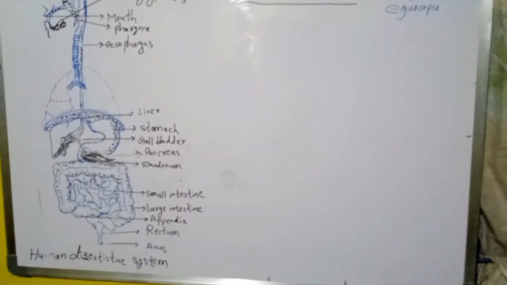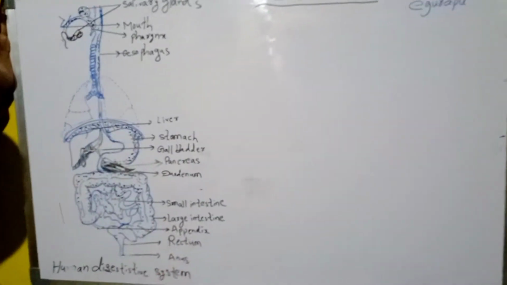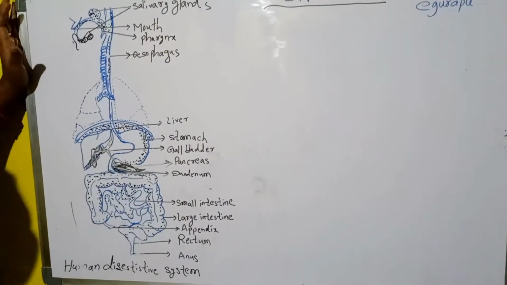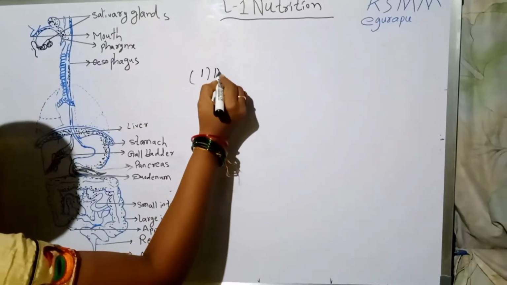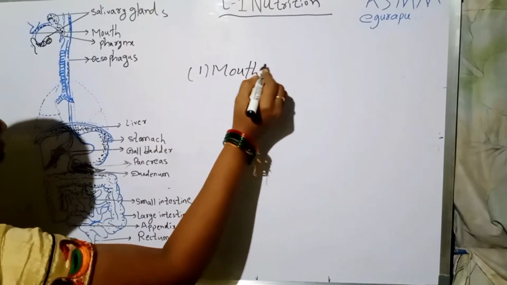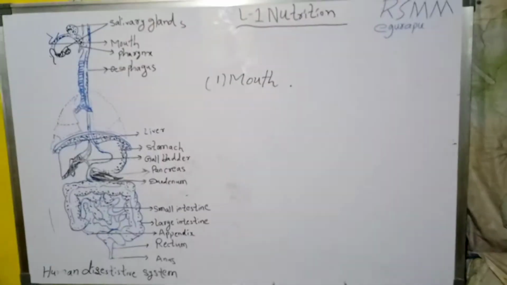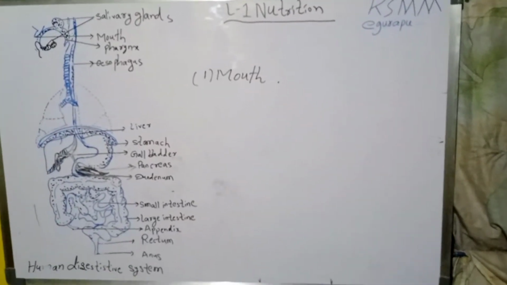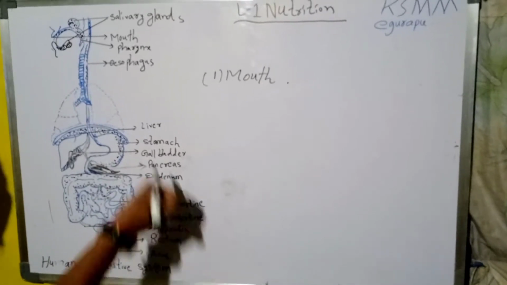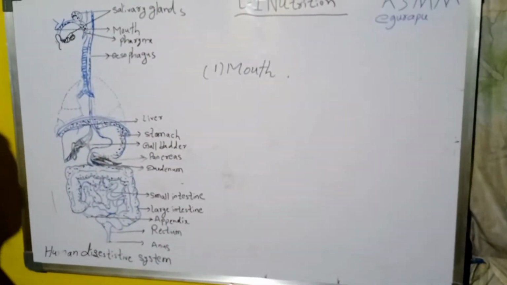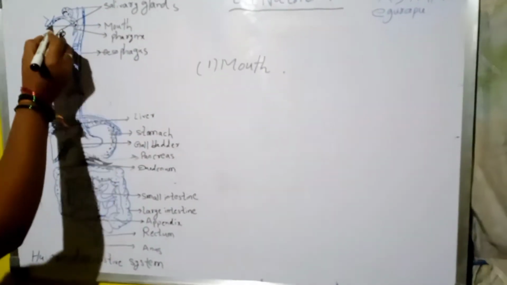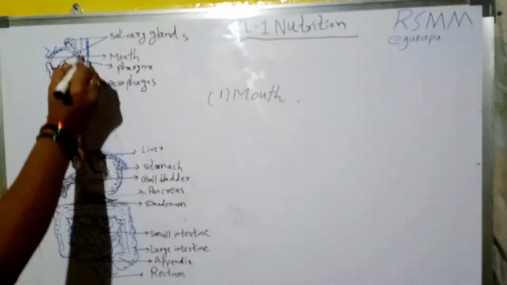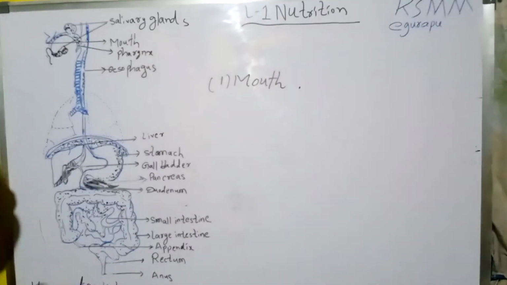Once observe this diagram. The human digestive system starts with the mouth. Mouth is the only opening of the digestive system. We are taking food through the mouth. Taking food through the mouth is called ingestion.